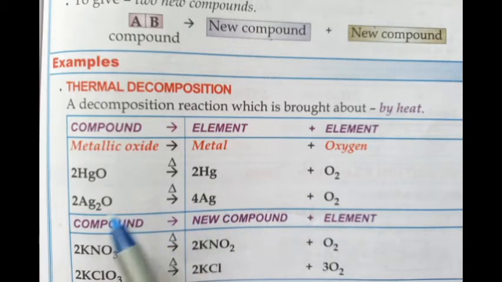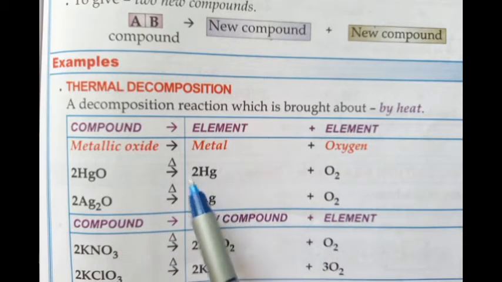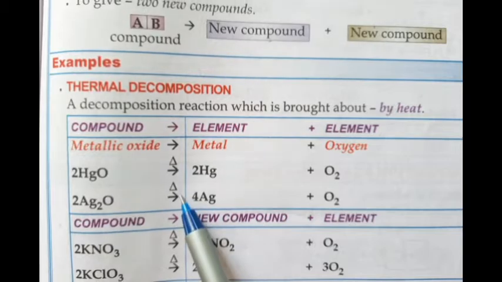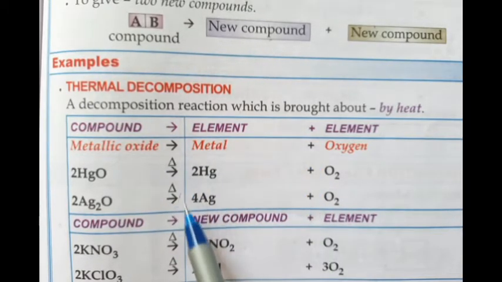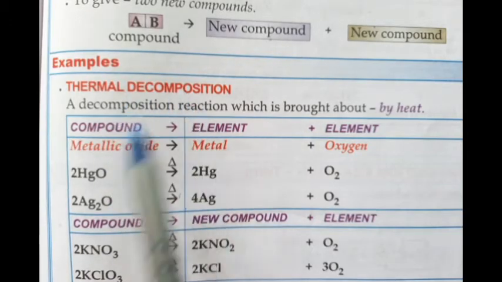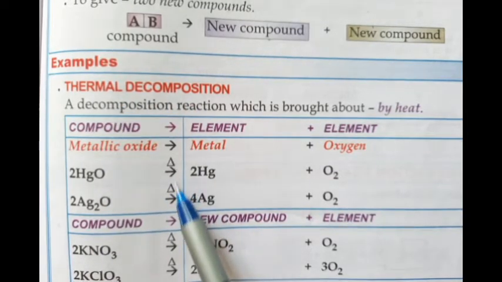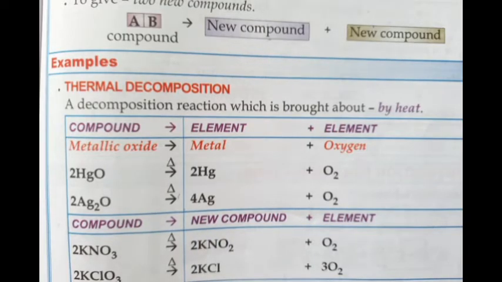It's a decomposition, but this decomposition is occurring by heat. This triangle means heat. So this decomposition is occurring by heat. Therefore, it is called thermal decomposition, because it is occurring through heat.